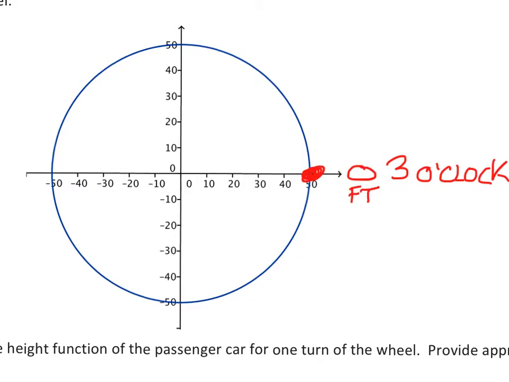Last week we considered that to be 50 feet if the wheel were 100 feet tall, because half of that is the radius, and that is clearly 50 feet above the ground. But now, this week, this is now 0 feet.